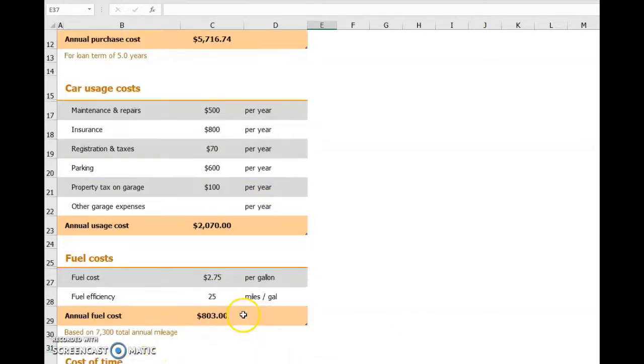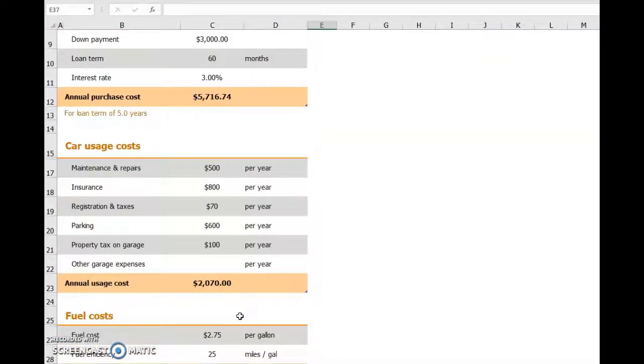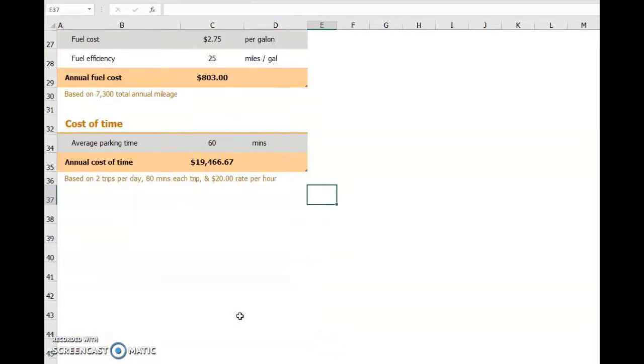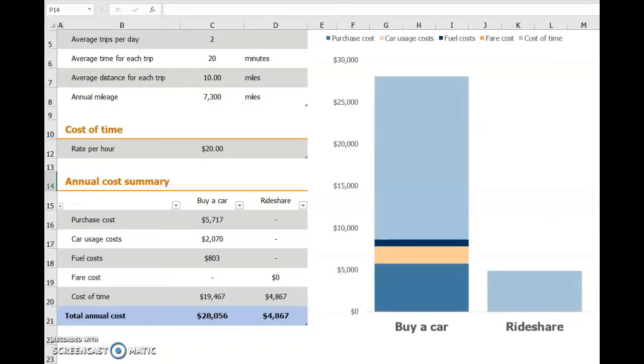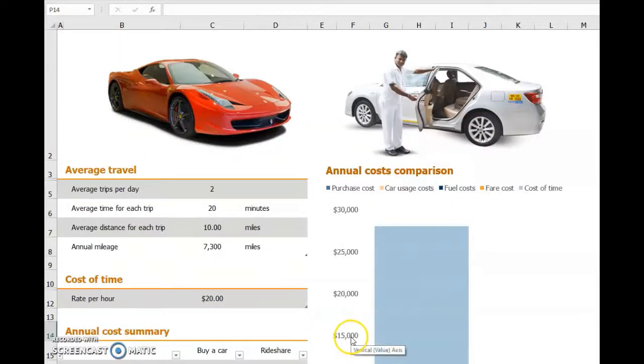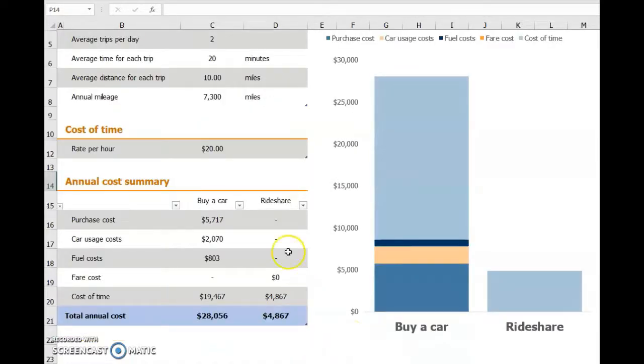Okay, so let's go ahead and take a look really quickly at all these calculations. And we're going to go back to the summary. And you can see that our chart has changed quite a bit. Our bottom line over here has increased. Total annual costs. That cost of time seems very high.